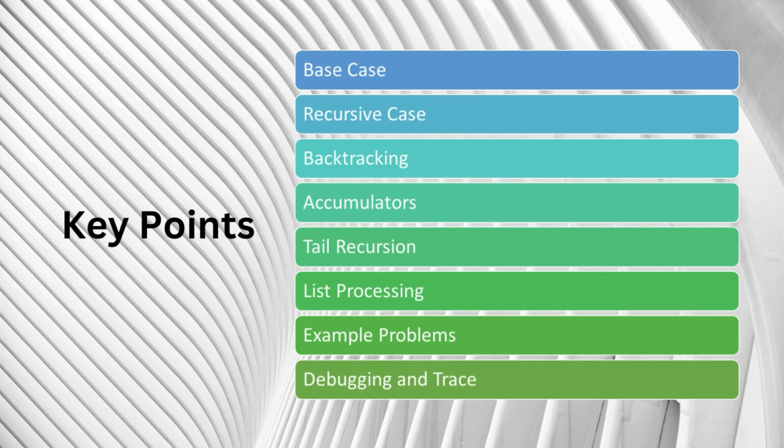Next, recursive case. The recursive case describes how the problem is broken down into smaller similar subproblems. In Prolog, this typically involves making recursive calls with modified arguments. Next, backtracking. Prolog uses a depth-first search strategy with backtracking to explore the solution space. When a recursive call fails, Prolog backtracks to the previous choice point and explores alternative solutions.